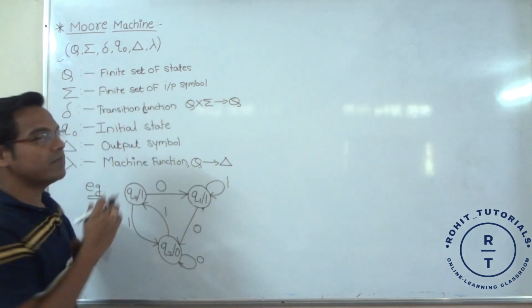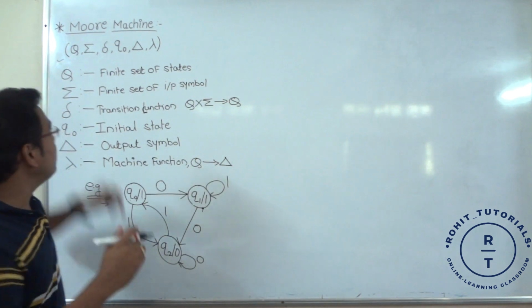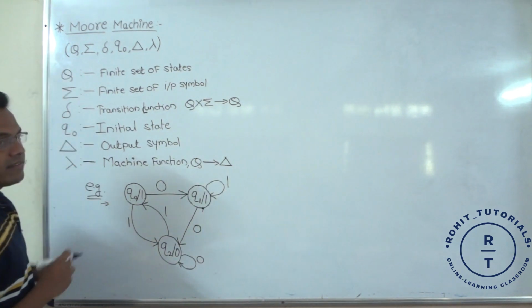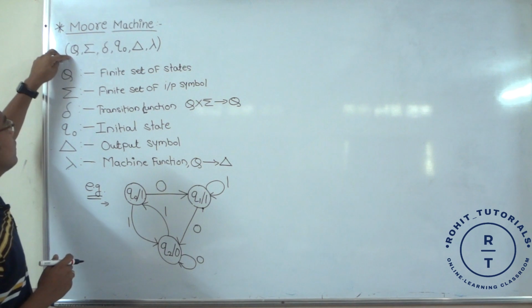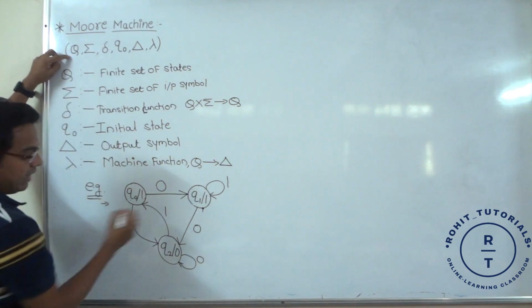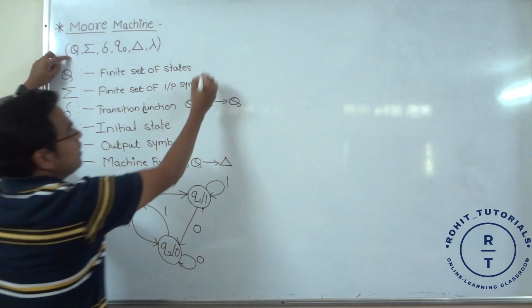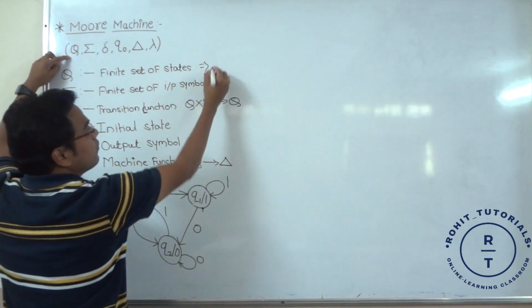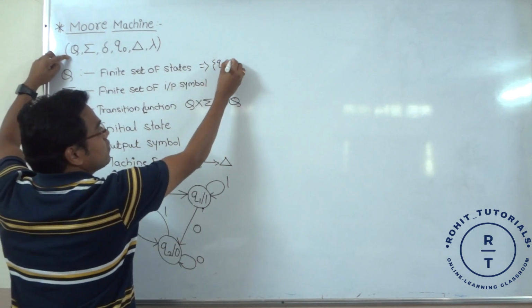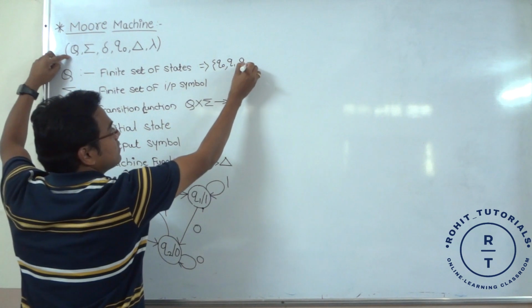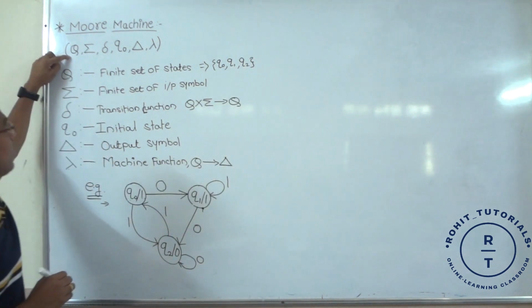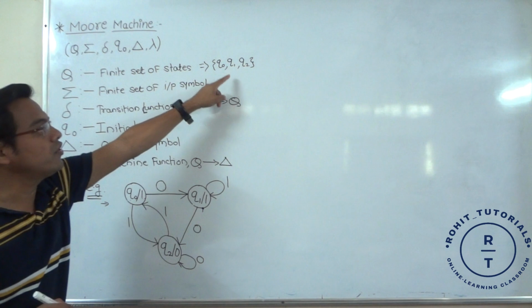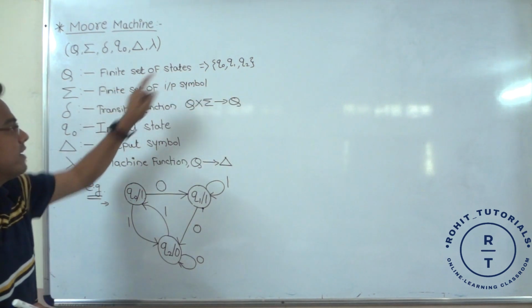This is nothing but the simple Moore machine. The Moore machine is represented by 6 tuples. First is capital Q. With the help of this diagram, the finite automata consists of 3 states: first is Q0, Q1, and last is Q2. Capital Q is represented by Q0, Q1, Q2, the finite set of states.